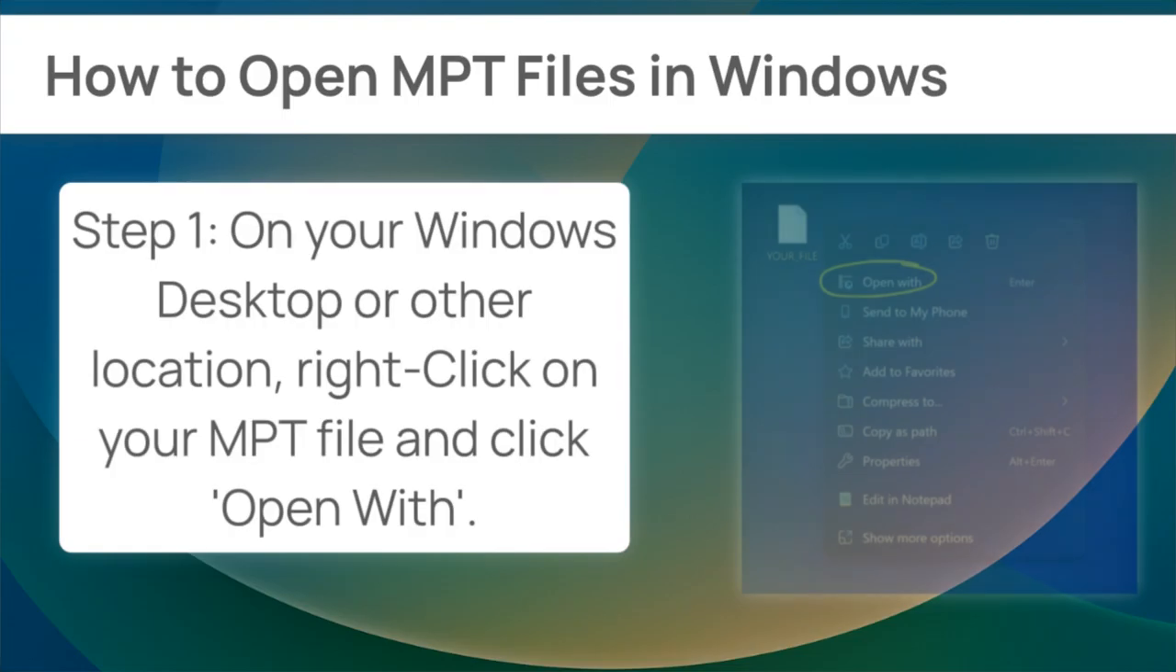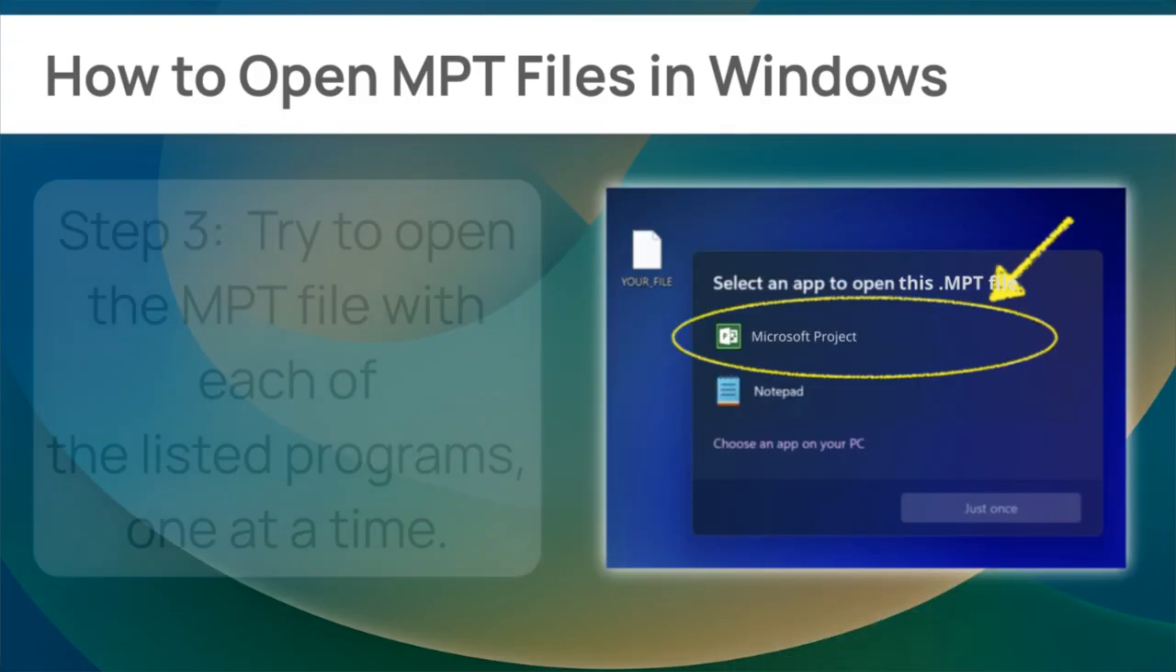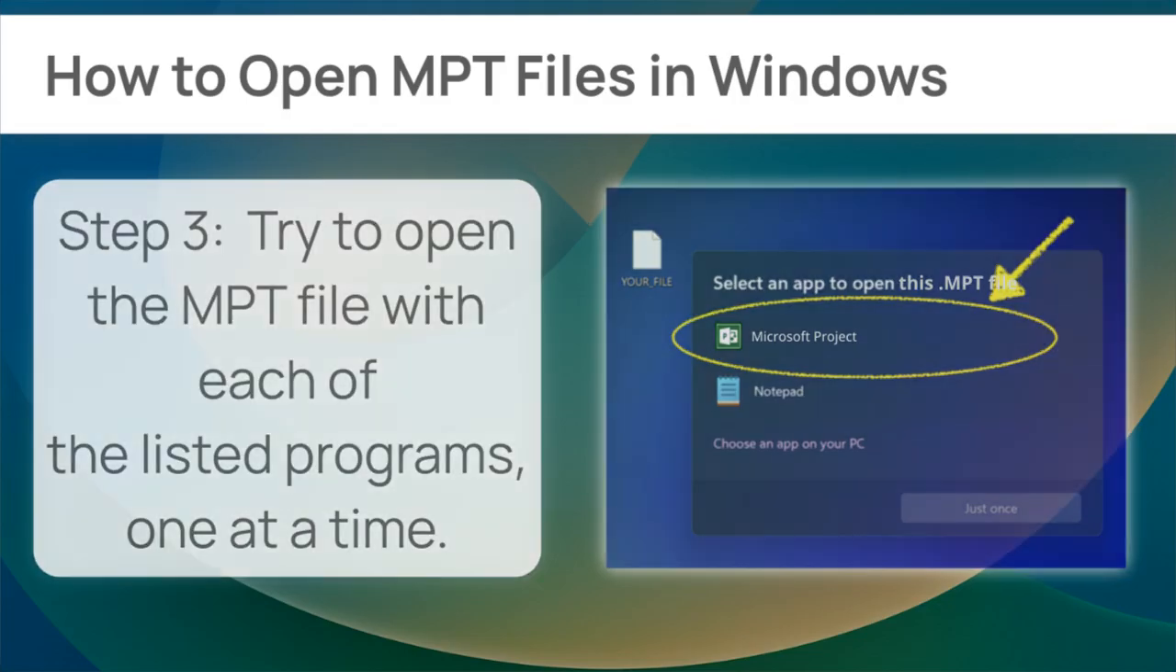Open the menu by right-clicking your MPT file and choosing Open With. Try Microsoft Project first. If it's absent, select another program. This trial and error process is essential for troubleshooting.